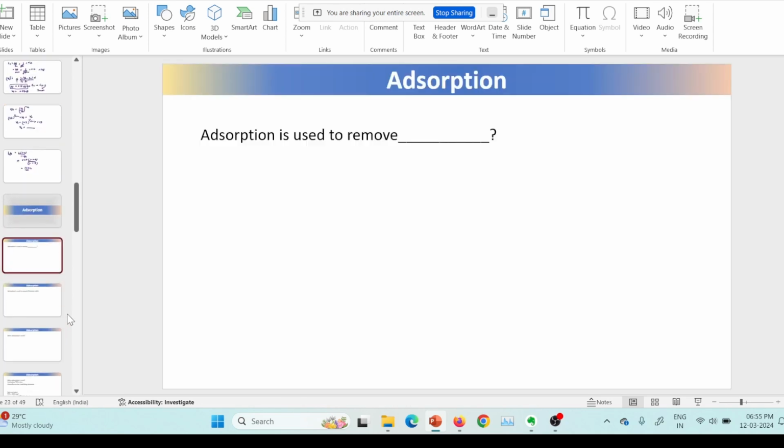So what does adsorption mean? Why do we study all those things? What is adsorption? Why adsorption? What to remove? When to use? So adsorption is used to remove which thing? Adsorption is used to remove dissolved solids.